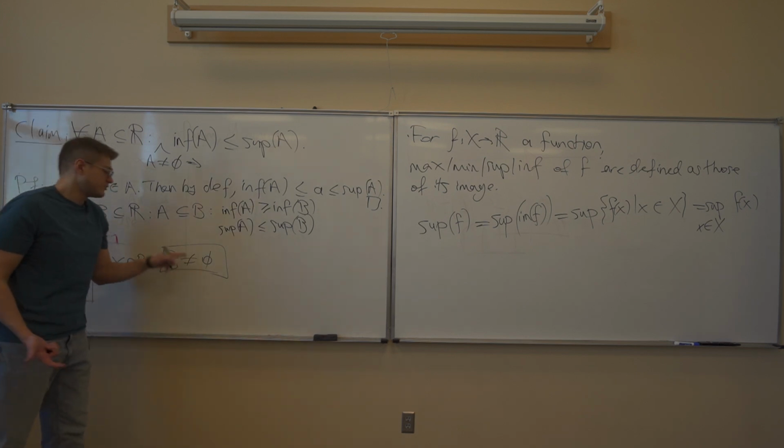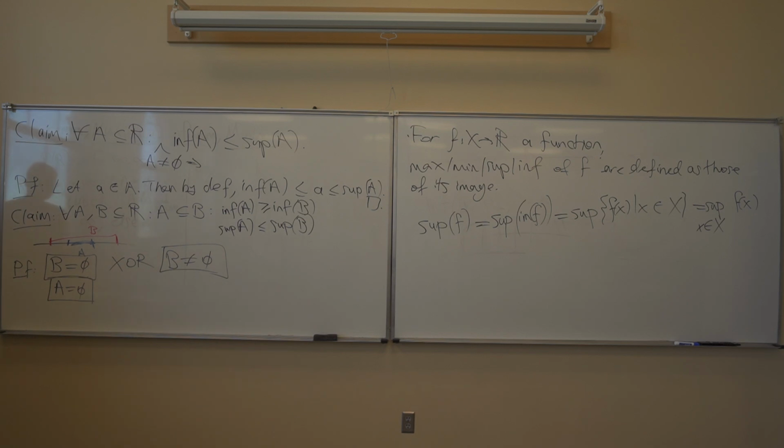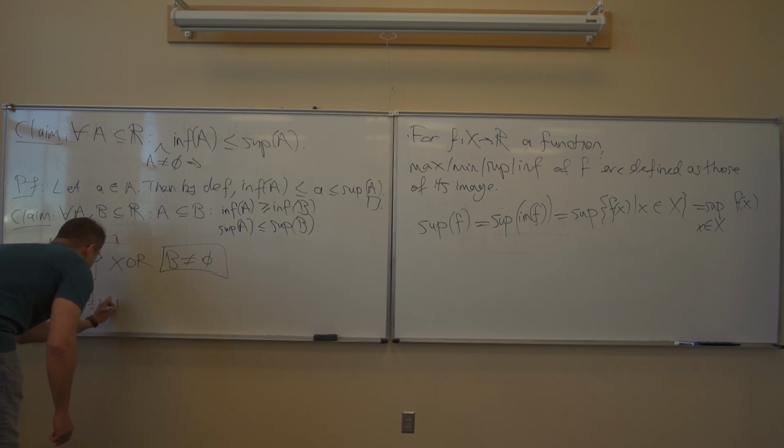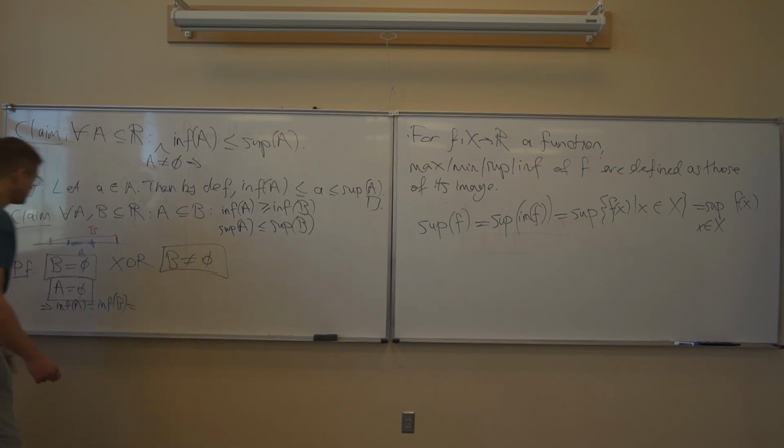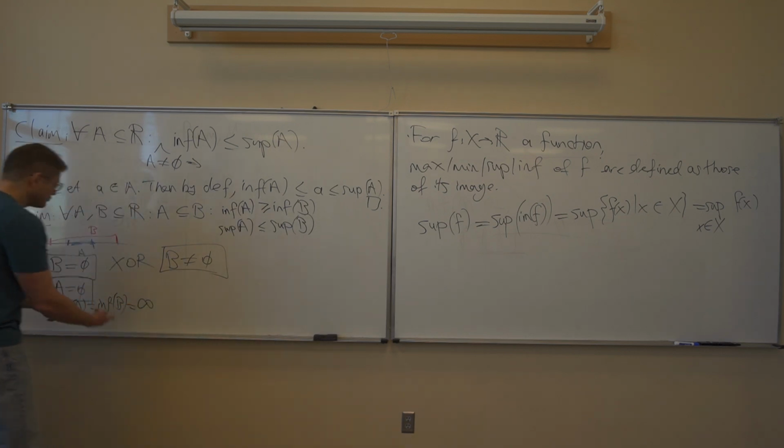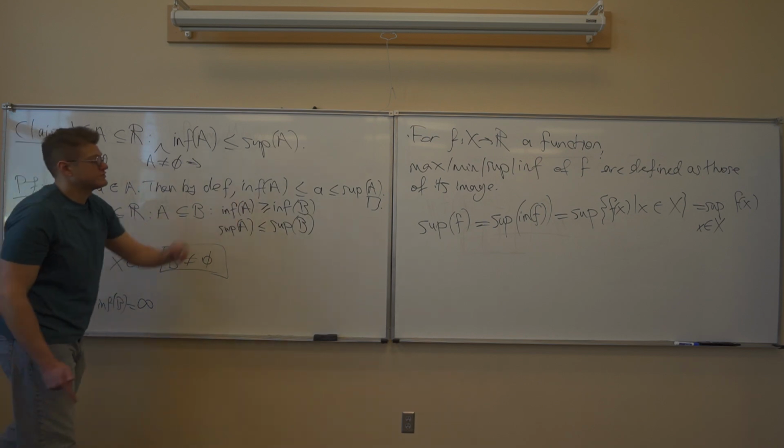In this case, I don't know, A could be empty or not. But you see, in this case, both A and B are the same set, which means that their infs and sups are going to be the same number. So in this case, inf of A equals inf of B, which is the best lower bound, so it's going to be positive infinity. And certainly if two things are the same, one of them is less than or equal to the other one.